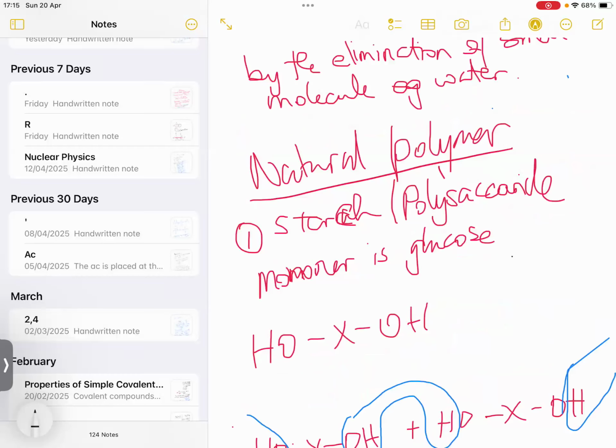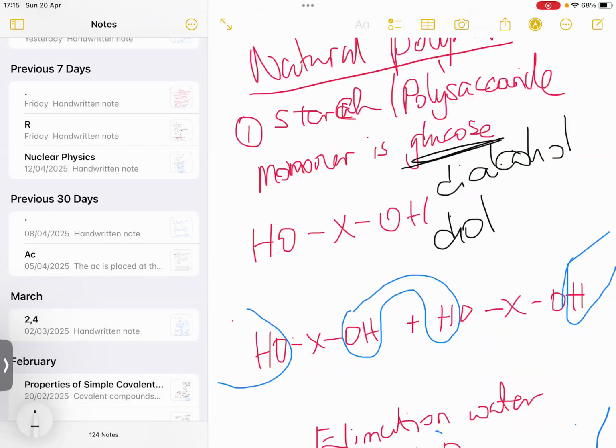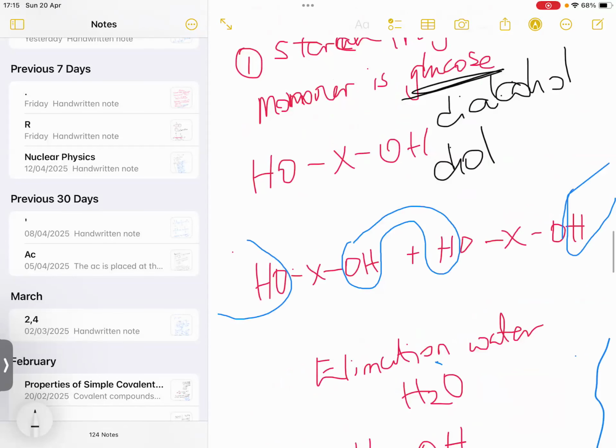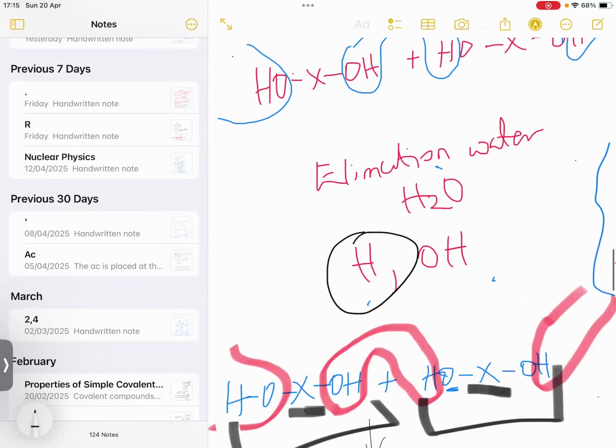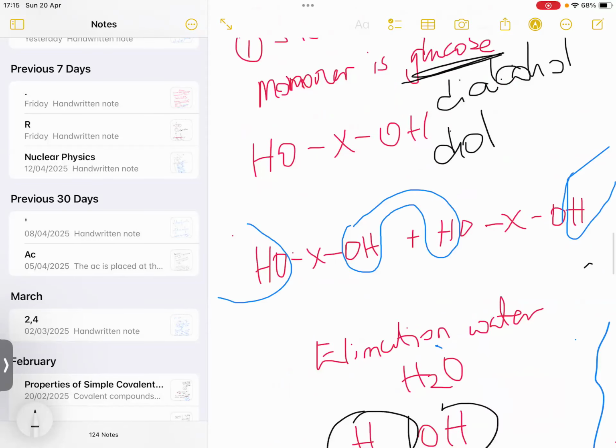Your monomer unit is glucose, which is represented by a dialcohol or a diol. So that's your glucose. So basically what we're doing is removing water. Whenever we eliminate water, we are eliminating H and OH. So here we have two monomer units, right? And from here, we're going to take out our water.